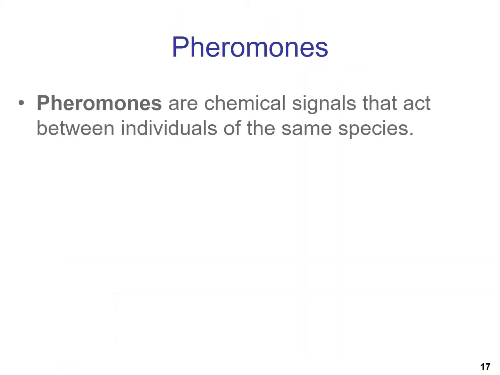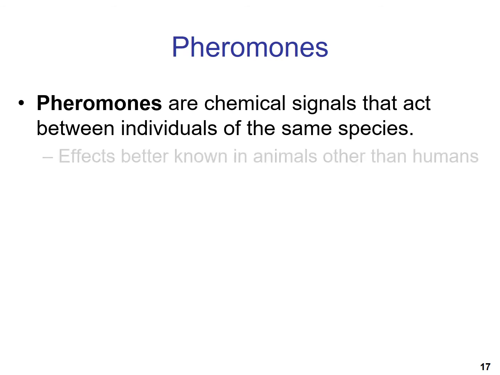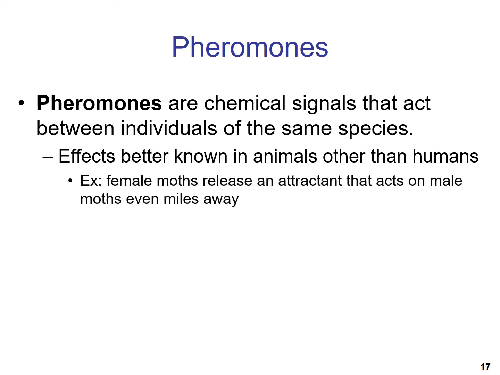Okay, pheromones are chemical signals that act between individuals of the same species. And you can't really call these hormones because they're not released into the bloodstream, they're released externally. The effects of pheromones are better known in animals other than humans. So, for instance, female moths can release a pheromone that acts on male moths even miles away.